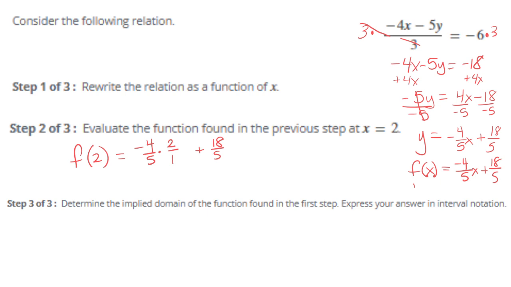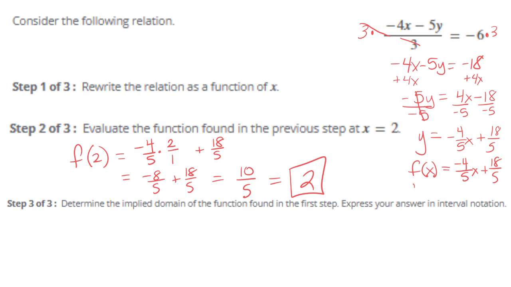And you multiply fractions straight across. So that's negative 8/5 plus 18/5. And that ends up equaling, actually very nicely, 10/5, which is really just 2. So we've got our answer there.